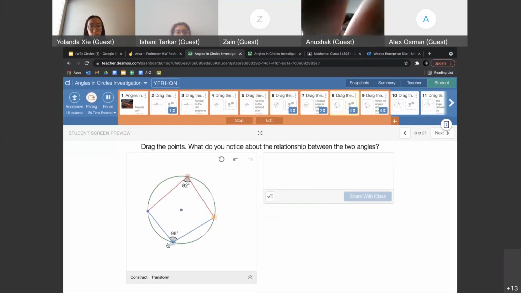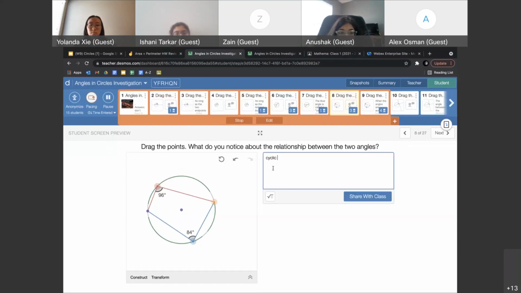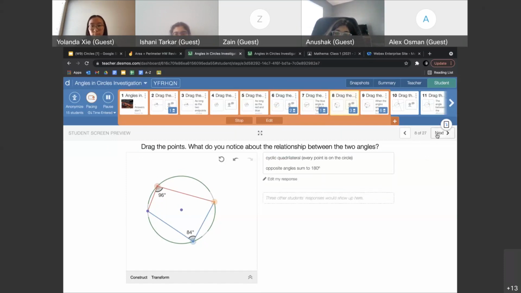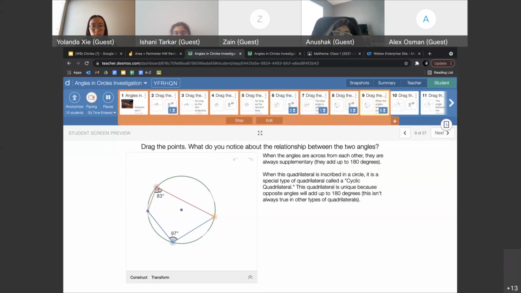So they're basically 2 angles opposite each other on a cyclic quadrilateral, meaning it's inscribed in the circle. Each of its points is on the circle. So you'll notice that the angles opposite each other in the cyclic quadrilateral always sum to 180 degrees. So you should remember that the opposite angles of a quadrilateral inscribed in a circle always sum to 180 degrees, so they are supplementary.